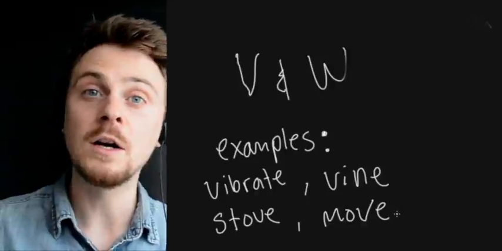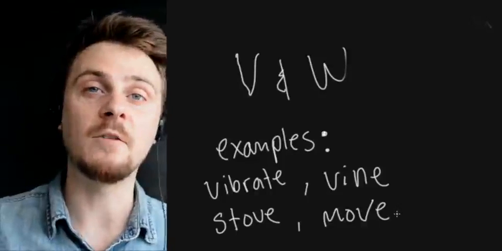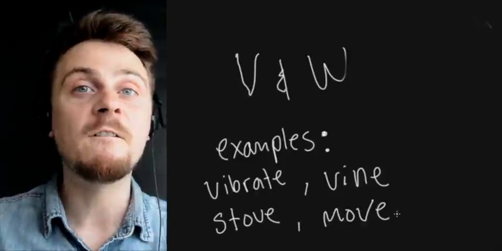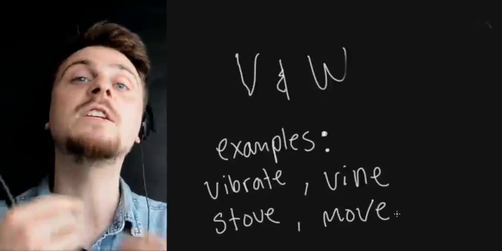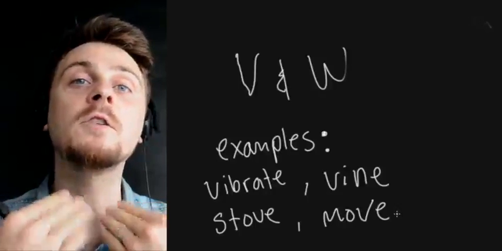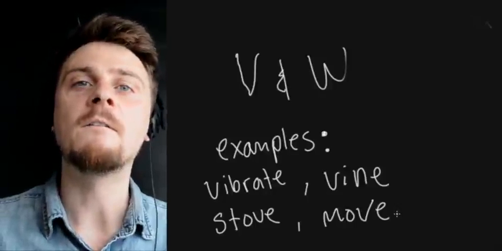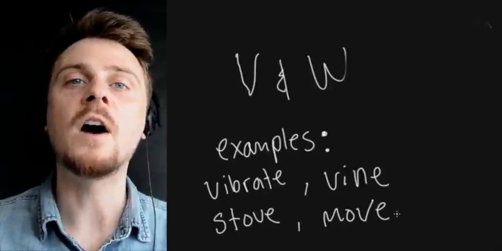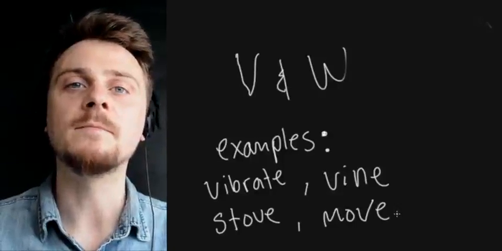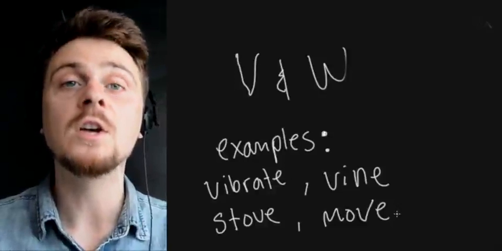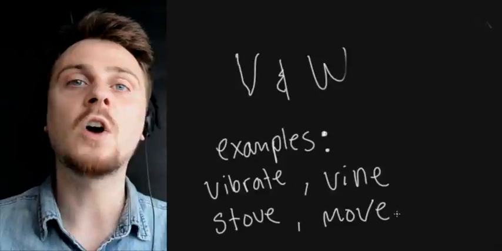Now make sure that you don't do it the same as the F sound. The F sound is f, f. You also touch, but when you make the V sound, v, you need to add your voice. Okay? So, the next one, vine. The next one, stove.